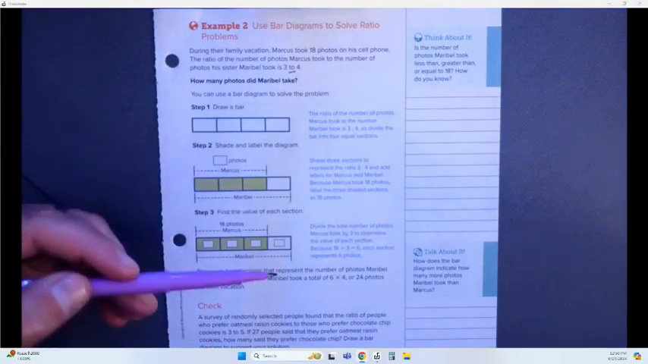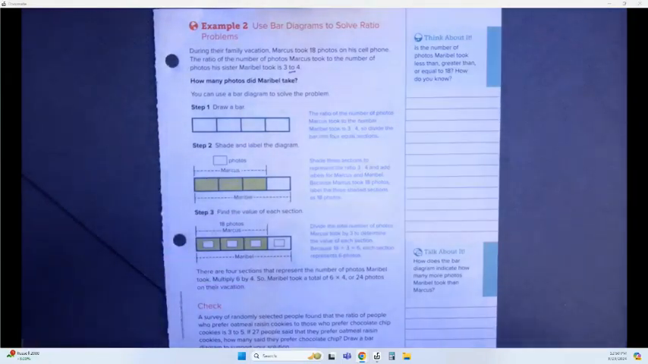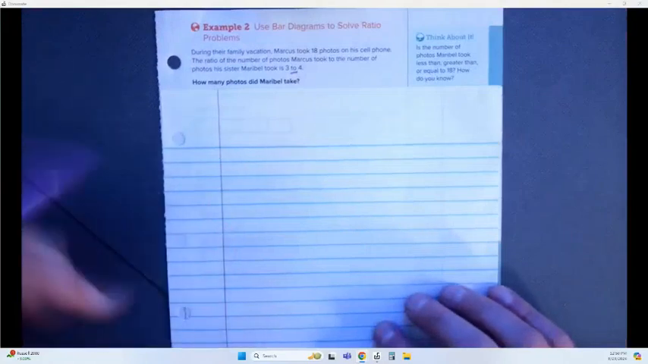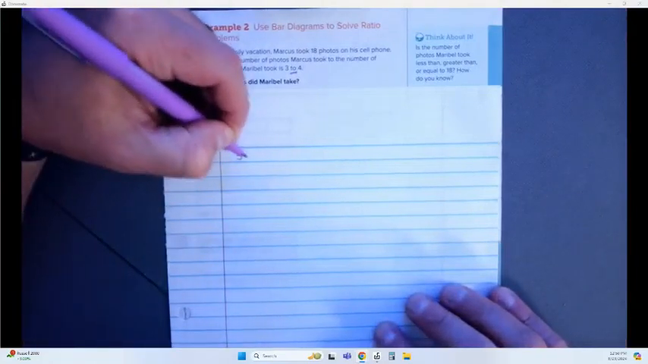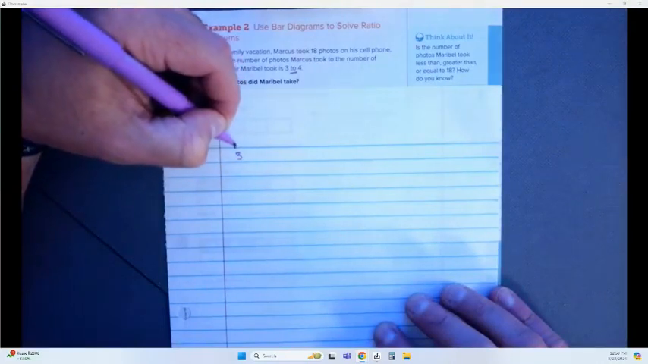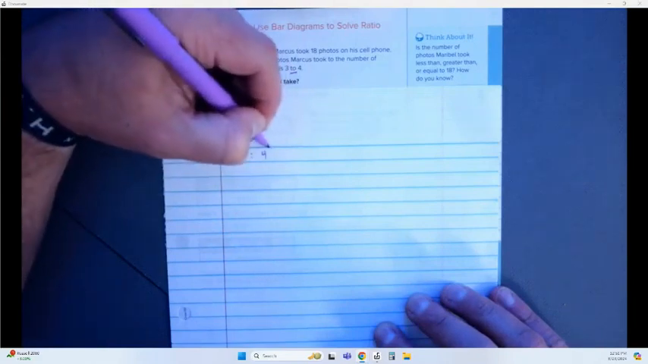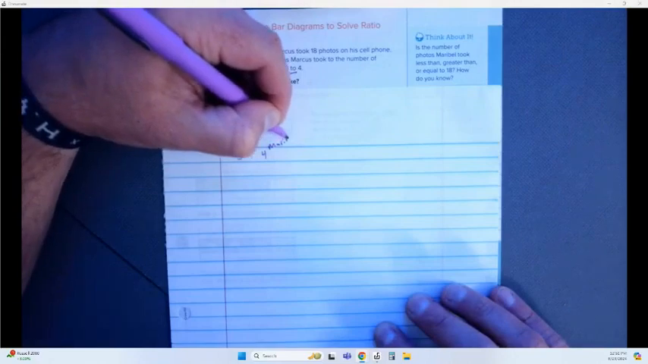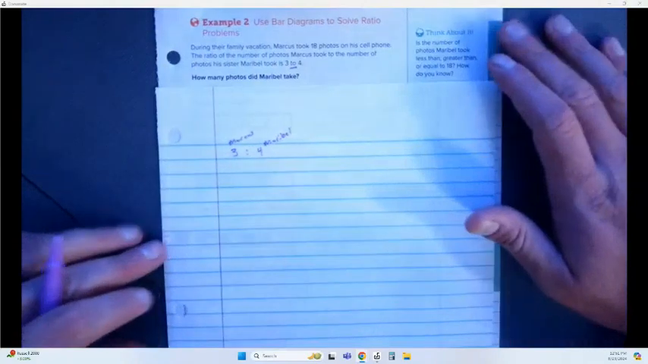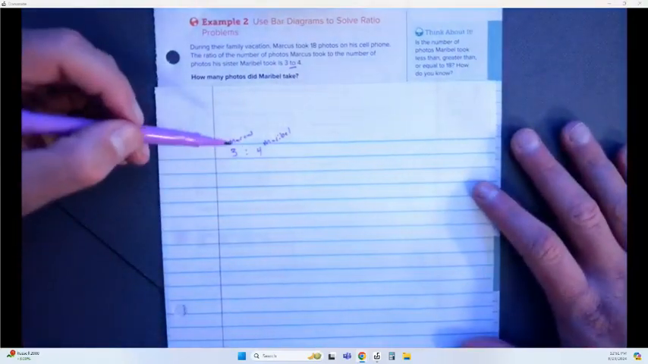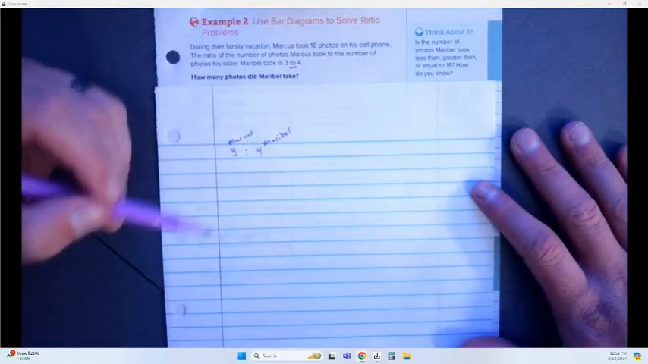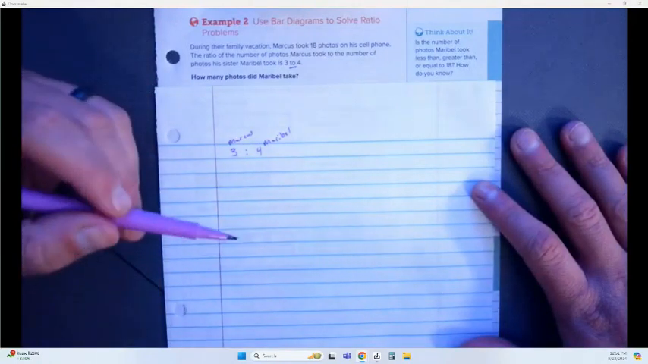I'm not a big fan of how they show this in the book here, so I'm going to show you the way I would do this. Since we're comparing 3 to 4, 3 pictures that Marcus took to 4 pictures that Maribel took, I have 2 parts that make up my whole amount of photos taken. So altogether, I need 3 plus 4, which is 7 boxes.